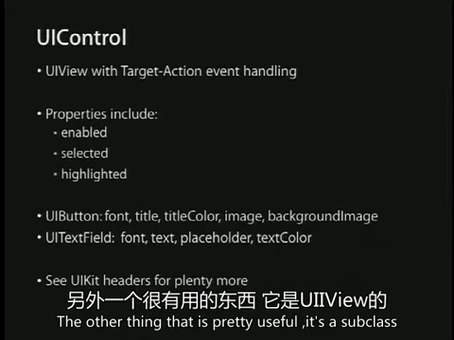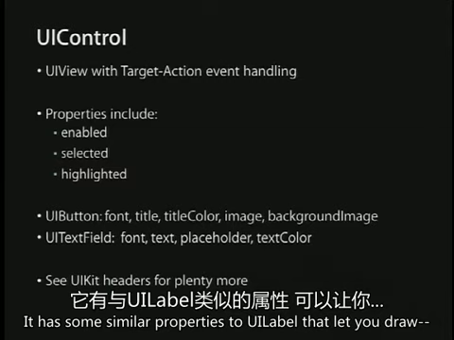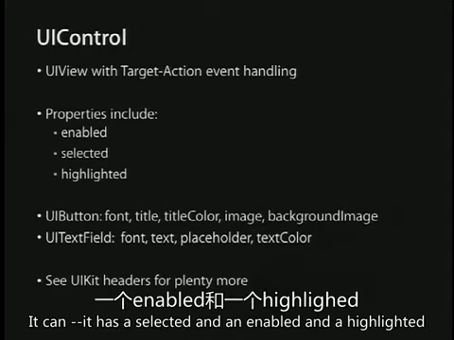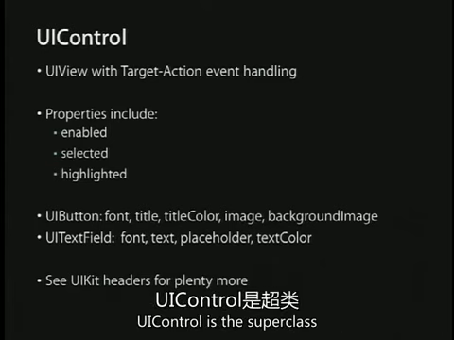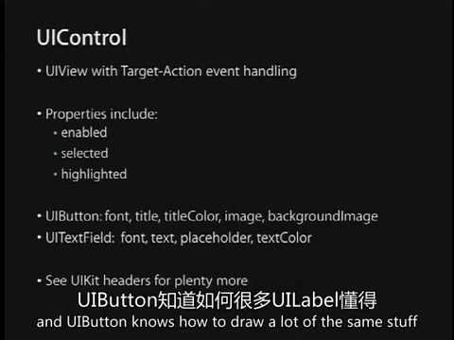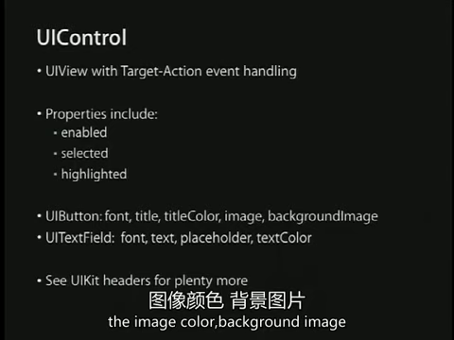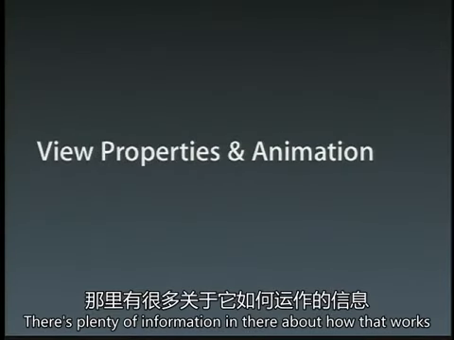The other thing that is pretty useful, it's a subclass of UI view, is UI control. We talked about that a little bit too. It has some similar properties to UI label that let you define how the text in the control is going to look. It has a selected and an enabled and a highlighted. So UI button has those things. UI control is the superclass. It doesn't draw text itself. The subclasses of UI control know how to draw things. And UI button knows how to draw a lot of the same stuff that UI label knows how to draw. The font, the title, the image color, a background image, a bunch of stuff like that. Anyway, you can see the UIKit headers. There's plenty of information in there about how that works.